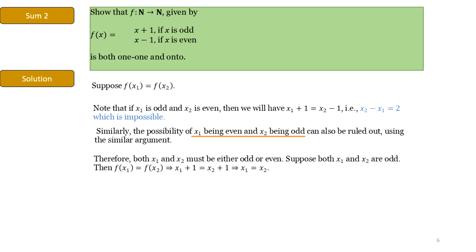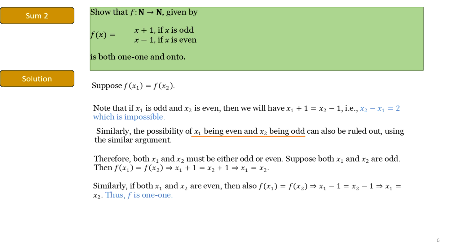Consider they are both odd. Then f(x1) = f(x2) gives x1 = x2. A similar logic can be applied if both x1 and x2 are even. Hence, the function is one-one.